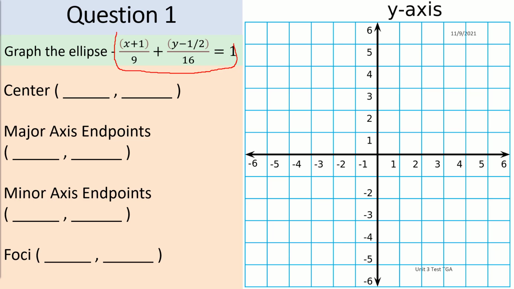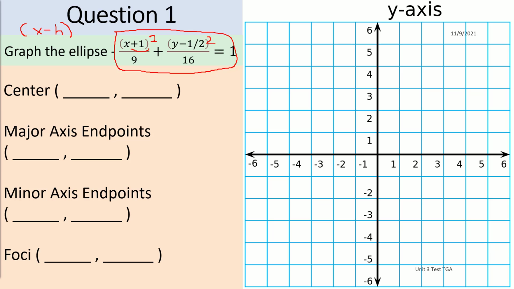So for question 1, we're starting with the graph of the ellipse. So we have (x plus 1) squared, I forgot to put the squared, I'm sorry, over 9 plus (y minus 1/2) squared over 16 equals 1. So we'll start by pulling out the center. Because this is in standard form, it's easy to find x minus h.